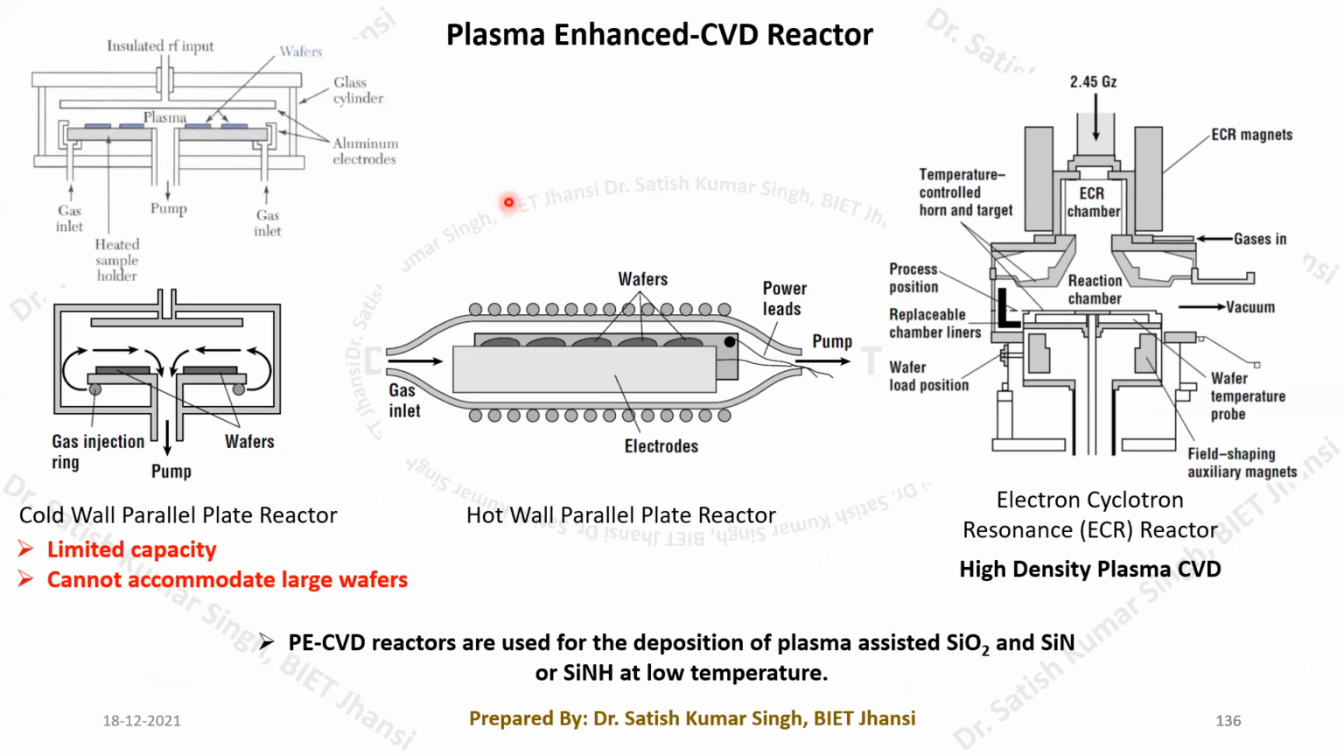Here you can see the plasma enhanced CVD reactor. In the plasma enhanced CVD reactor, we have the cold wall parallel plate reactor. Generally it is made up of aluminum. These are aluminum electrodes, you can see. This will be the grounded electrode, and we have another aluminum electrode over here, and then the wafer. On one side we send the gas, and then a particular electric potential is applied across these two electrodes. That generates the plasma glow.